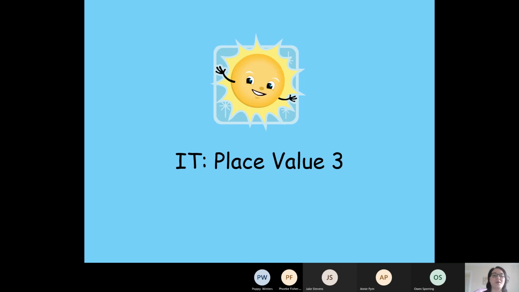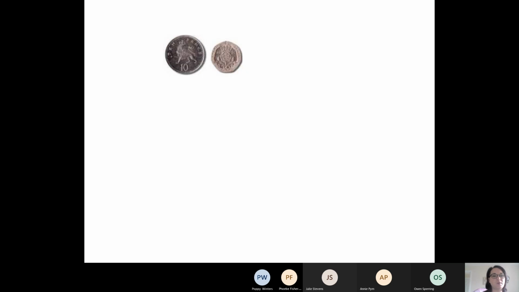All right, let's go on to our place value lesson. You should have a sheet with the coins on, but if you haven't printed that sheet out, that's fine because my coins appear on my screen just here. It's exactly the same format as the place value lesson that we did before, where first of all, I'm going to ask you to look at these coins here and work out how many tens you can make from this.